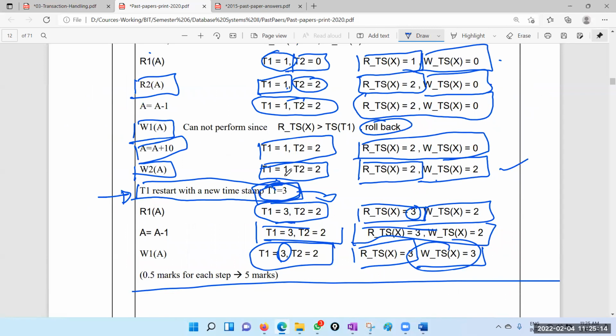Okay. So if it is rollback, we have to restart. But the database is not going to immediately restart, because it knows this transaction was rolled back because of that other transaction. So it waits until that transaction is finished, then restarts. And also when you restart, you get a fresh timestamp.